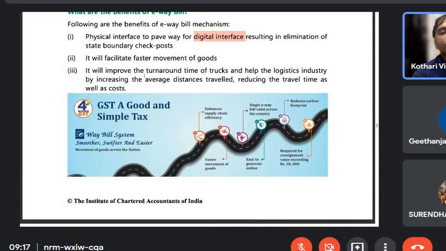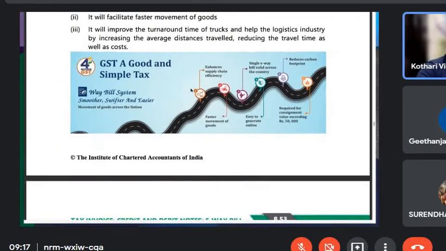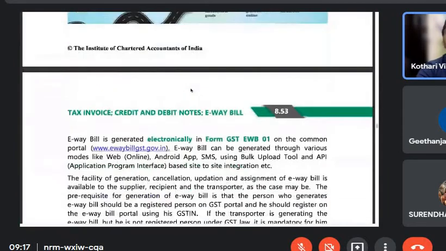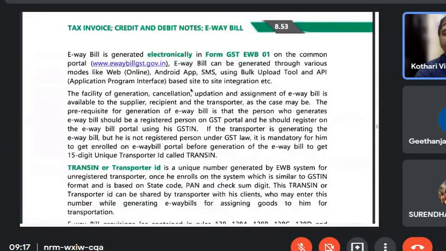It will improve the turnaround time of trucks and help the logistics industry by increasing the average distance traveled, reducing the travel time as well as the cost. Since there is less stoppage, the life and the mileage of the truck will increase. This will reduce the time and also the cost of maintenance of the vehicle. So this is the advantage.